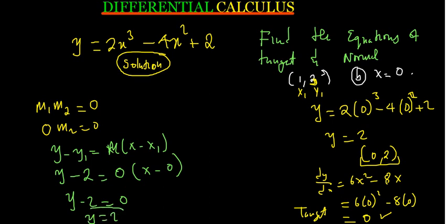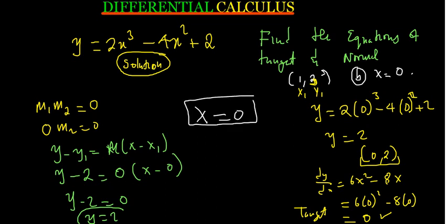This is the equation of the what? This is the equation of the tangent. And to find the equation of the normal, you'll just look at the coordinate that we found. We found (0, 2). This value here, that is going to give you the equation of the normal. It is x is equal to 0. This is the equation of the normal.